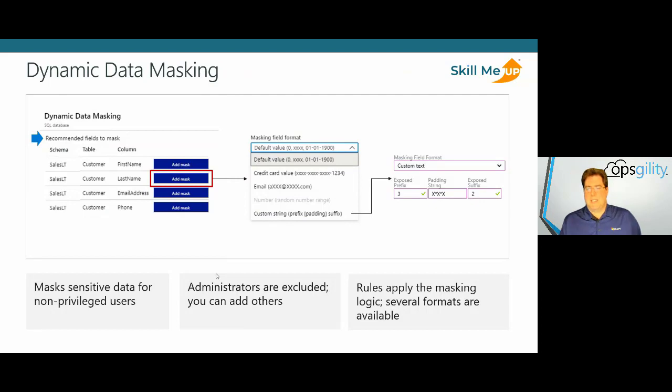Dynamic data masking is another capability within a SQL database to review and understand sensitive information in there, and then by default mask that information to users that don't have access to it. Administrators can be excluded from that, but for any other user, we can set role-based access on whether that information is going to be masked or not.